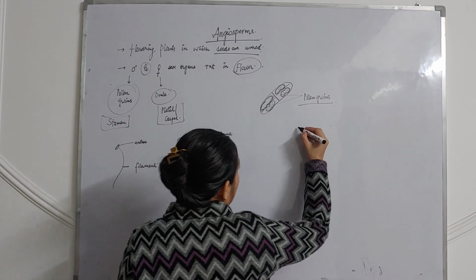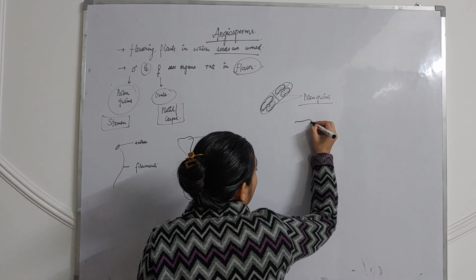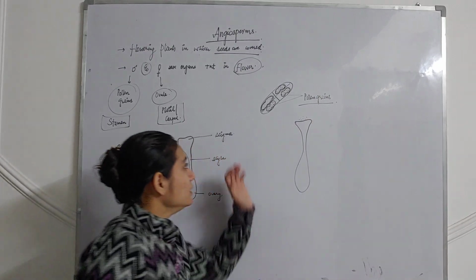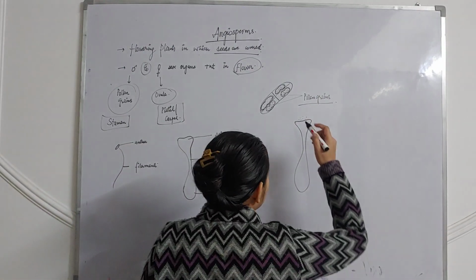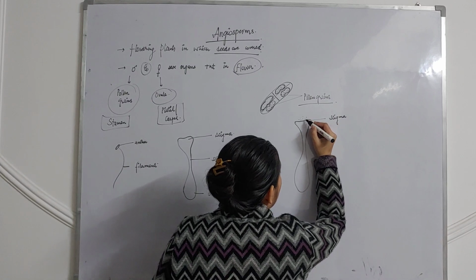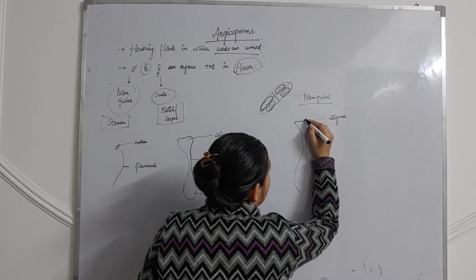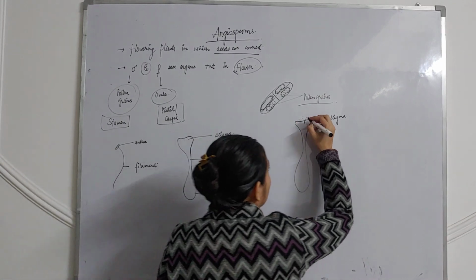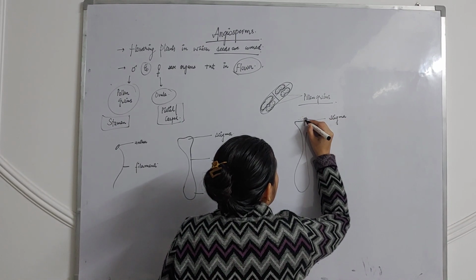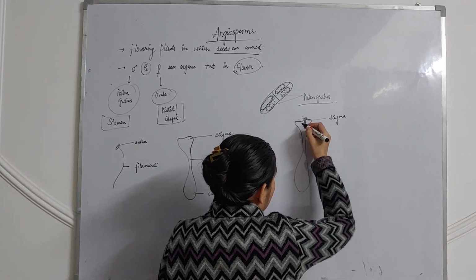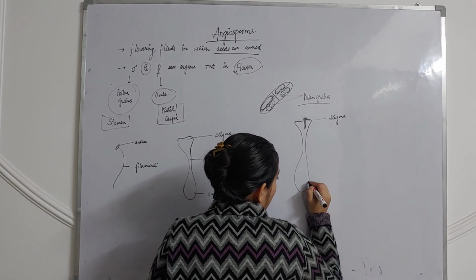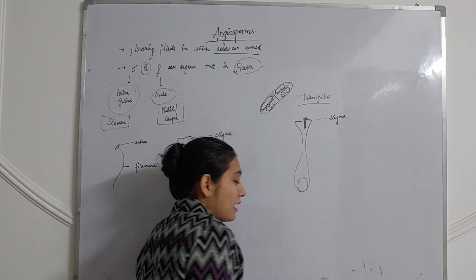And in the female reproductive organ, these pollen grains, with the help of wind or other pollinating agents, land over the surface of the stigma, from where, whenever the pollen grain germinates on the stigma, a pollen tube arises, which reaches the ovary through the style, and in the ovary the egg cell is present.